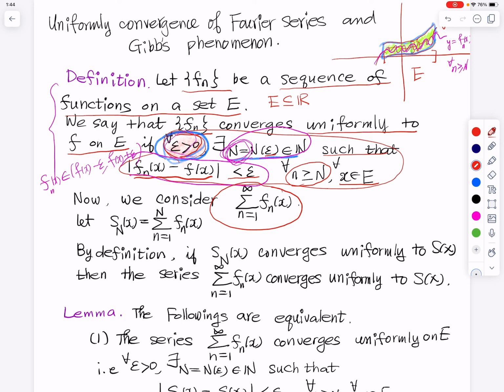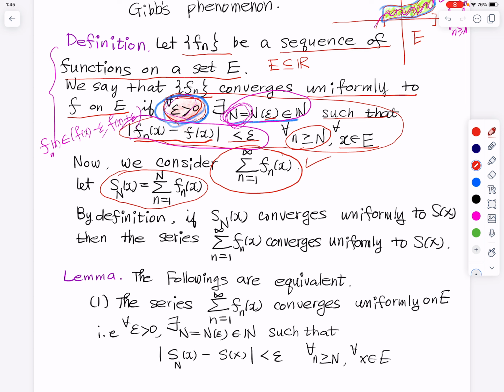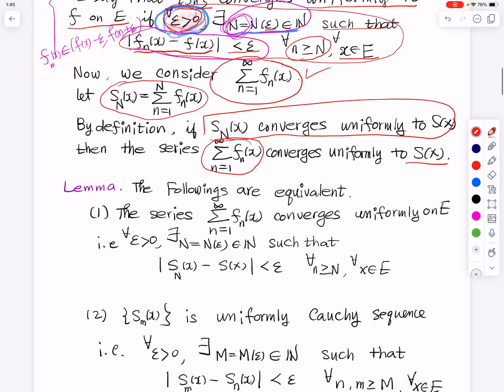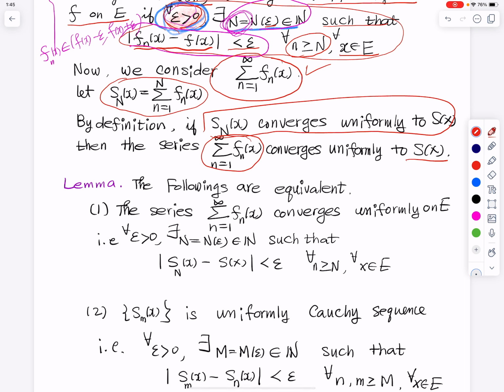Suppose you have a series of functions. Whenever you have a series of functions, you need to consider the partial sum S_n, the summation from 1 to n of f_k(x). This is the partial sum of this series. If S_n converges uniformly to S, then we say that the series of f_n(x) converges uniformly to S. This is just a definition. Whenever you have a series of functions, you make a partial sum, and the partial sums become a sequence. If this sequence converges uniformly to S, then we say the infinite series converges uniformly to S.